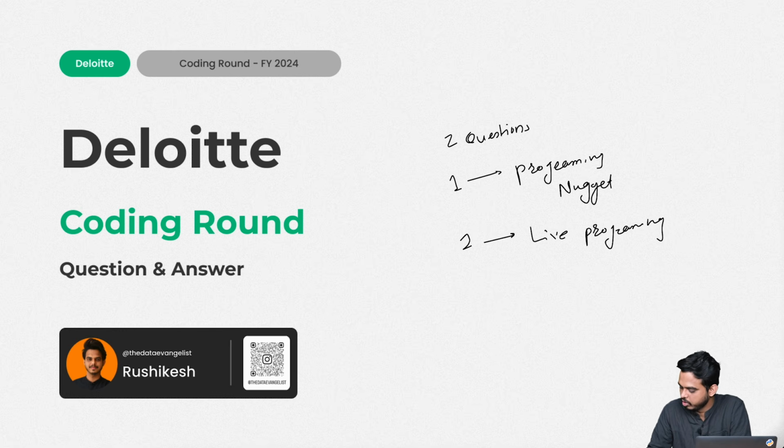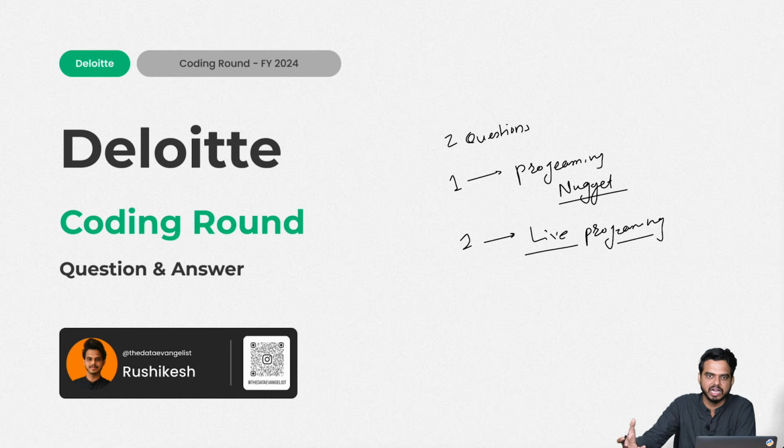Basically, what is meant by programming nugget is that you are going to get a question where 40% of the code might be pre-written, and you have to just complete that question. In live programming, you have to write the complete code, even the input handling, and the editor is going to be completely clean. You have to write all the code on your own. In programming nugget, you are going to get some function declarations or some initial basic code, and you have to complete that given code.